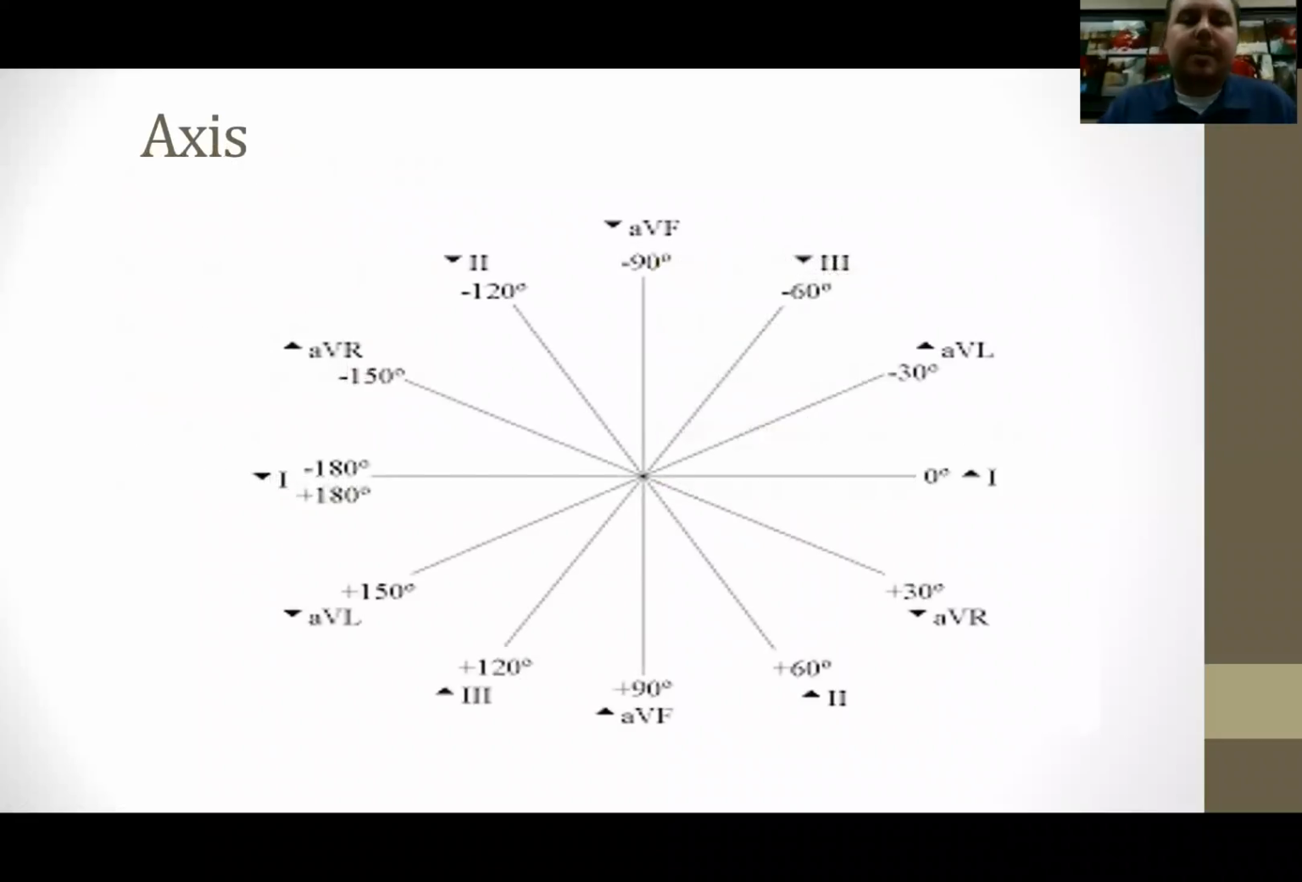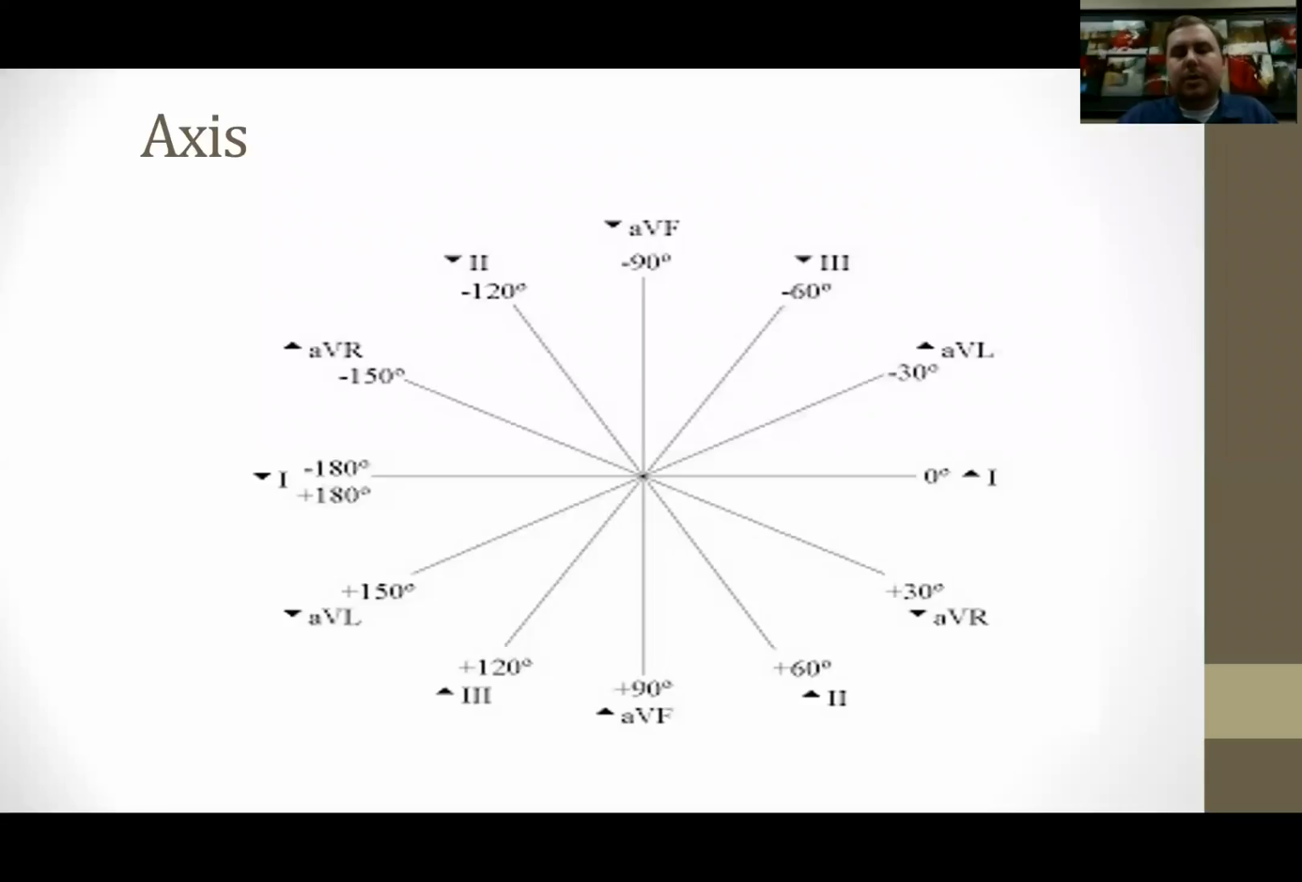Your second point is going to be axis, and this is probably the most daunting of the assessments that you're going to do for the 12 lead. But honestly, it's not that hard. It's just some memorization of numbers and lead placement, and then pretty simple steps.